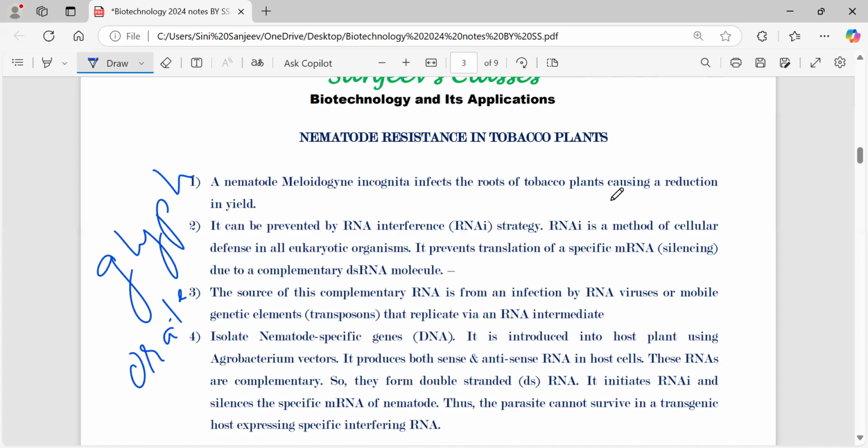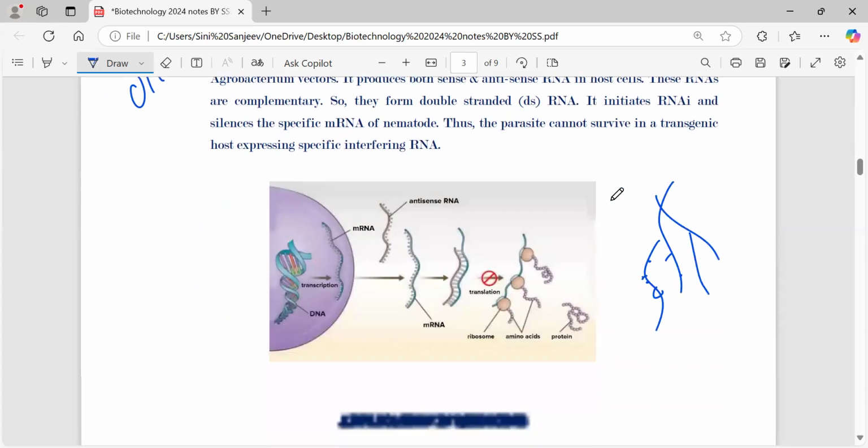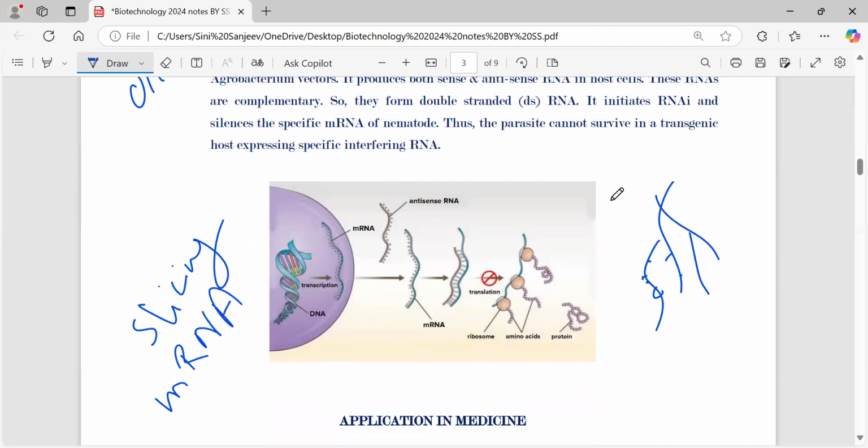So RNA interference is nothing but the slicing of the mRNA. The specific mRNA which is responsible for the formation of the nematodes is being silenced there. Or the slicing of that particular mRNA is being done, and in turn a complementary dsRNA is being produced. It's like a clone. So when the complementary RNA gets produced, it will bind to the nematode RNA and it will prevent it from replication.